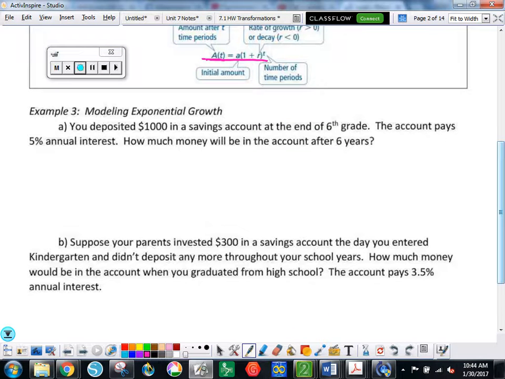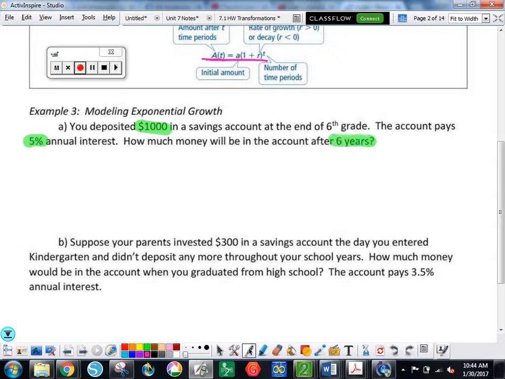You deposit, okay, moving on. You deposited $1,000 in the savings account at the end of the 6th grade. The account pays 5% annual interest. So this number is probably important. How much money will be in the account after 6 years?